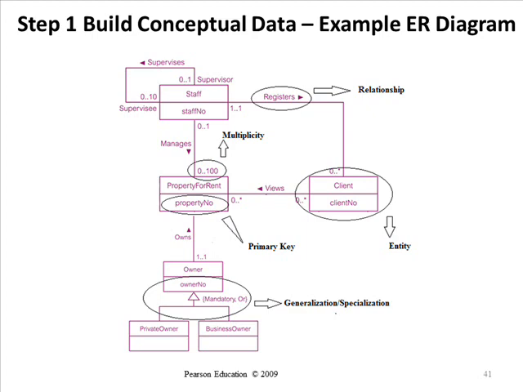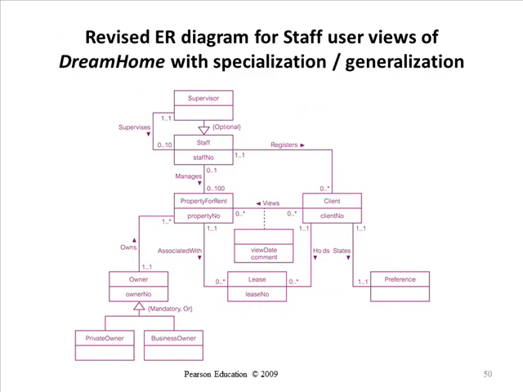Okay, when you finish this task, you need to create the model, and there is an example of the model when we finish designing this. You can see the first cut, or what we call the view, of the DreamHome with enhanced model. They already have the one-to-one relationship, one-to-many relationship, and also the generalization and specialization model.